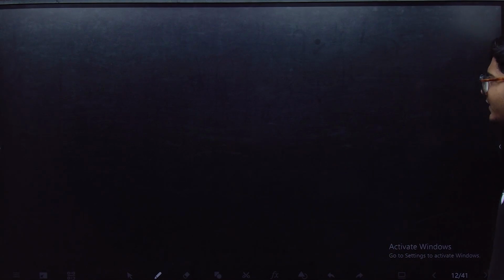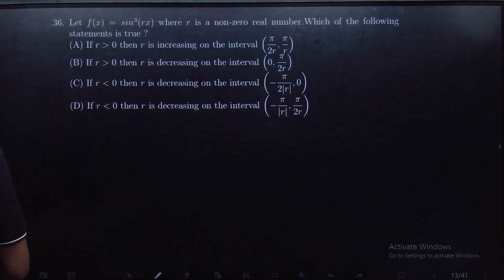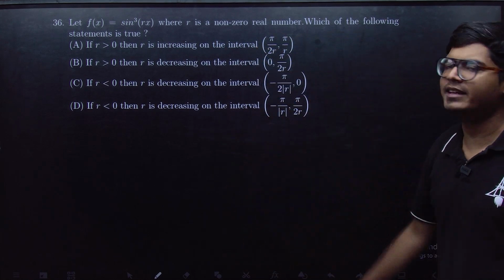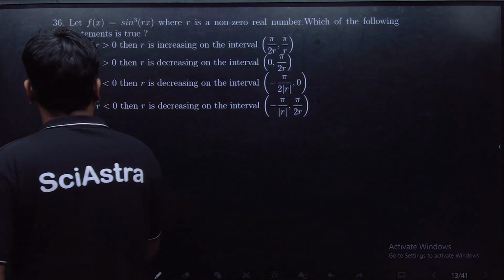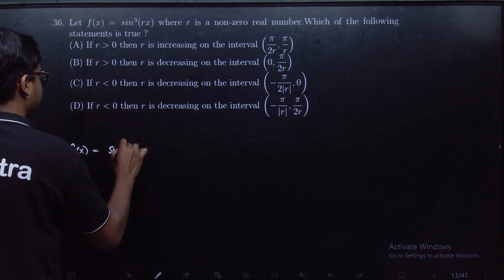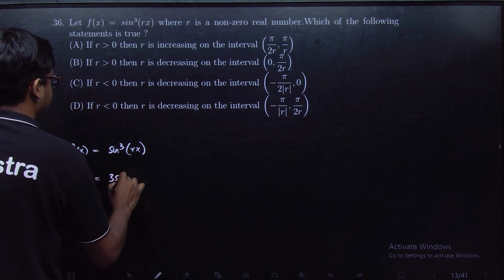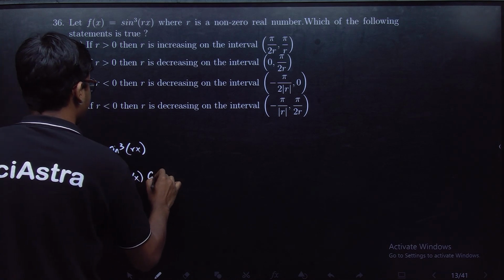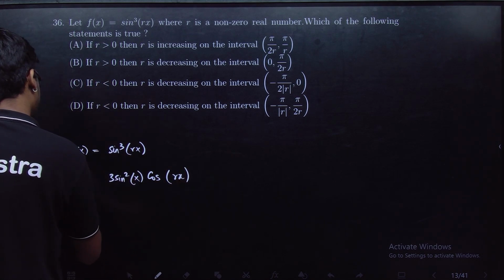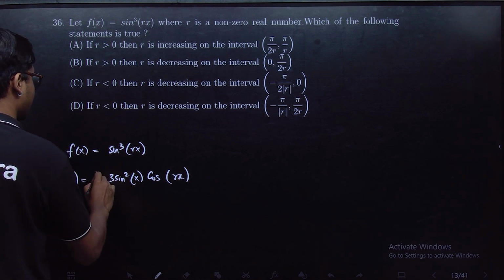So that's question 35. Coming to question 36, let f(x) be sine cube rx where r is a non-zero real number, then which of the following statements is true? If r is, so what do you need? It's all about decreasing and increasing nature of the function, right? So f(x) is given as sine cube rx, which will give me f prime(x) as times cos rx, and there'll be a 1 by r outside, okay? But we can ignore it. No, we actually need it, yeah. Because there is a condition on r as well, so 1 by r, right?